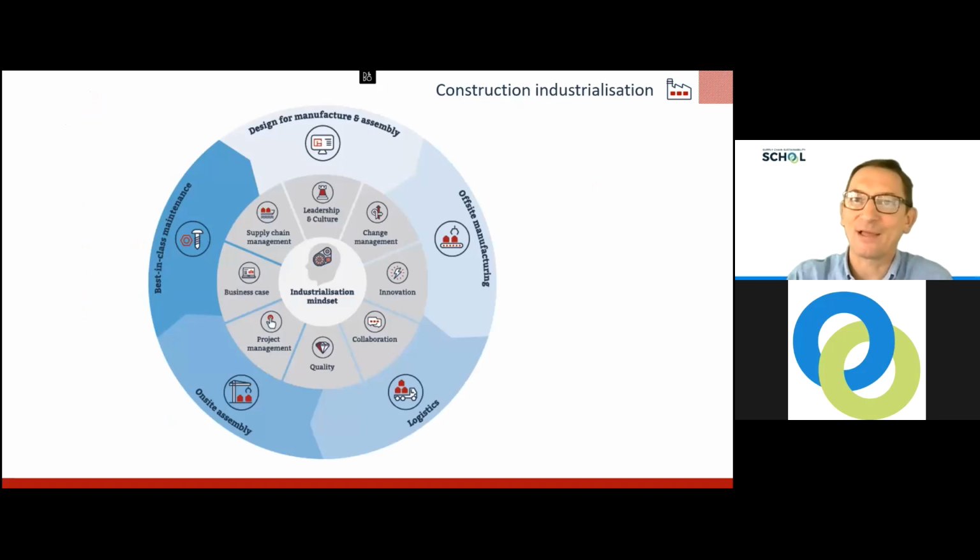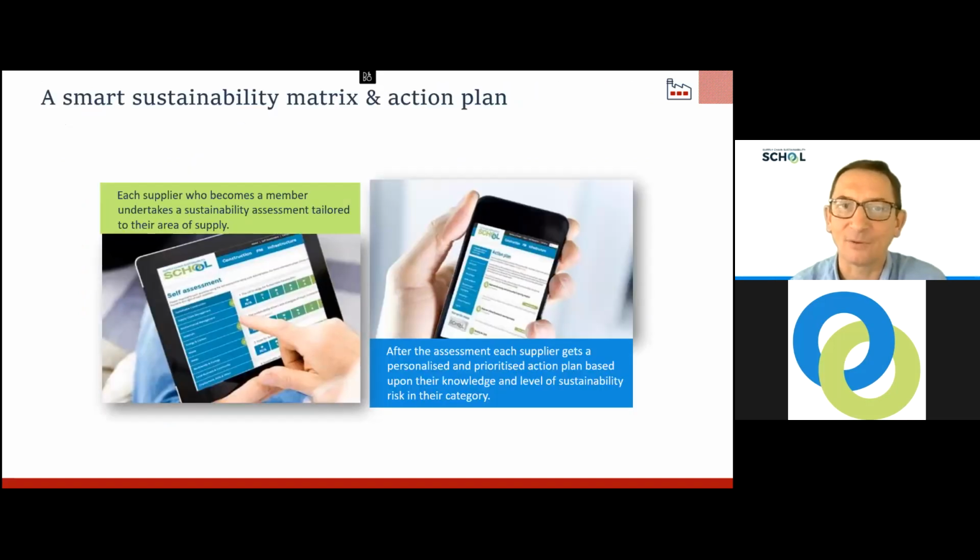I did talk about that process of construction industrialization as well. Really important for us to understand that we move around the cycle of DFMA, offsite manufacturing, logistics, on-site assembly, and best-in-class maintenance. We structure our training needs assessment by those 5 areas. And we're going to go on and do that in just a moment. This is a smart assessment which enables you to understand where your skills are and where your skills gaps are. And I'm going to transfer over to that now.